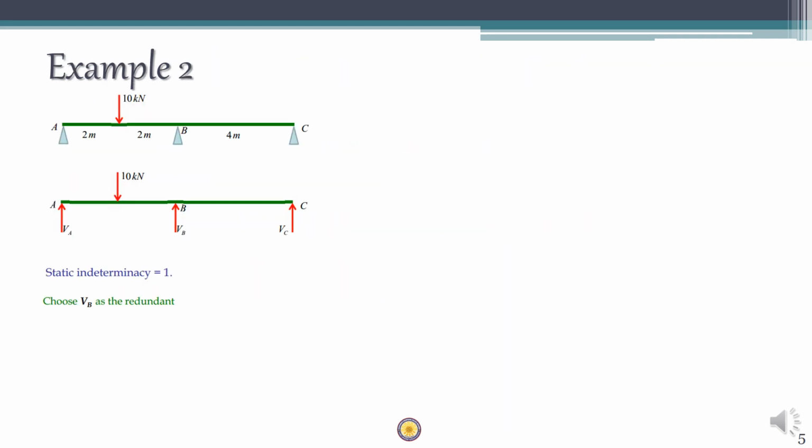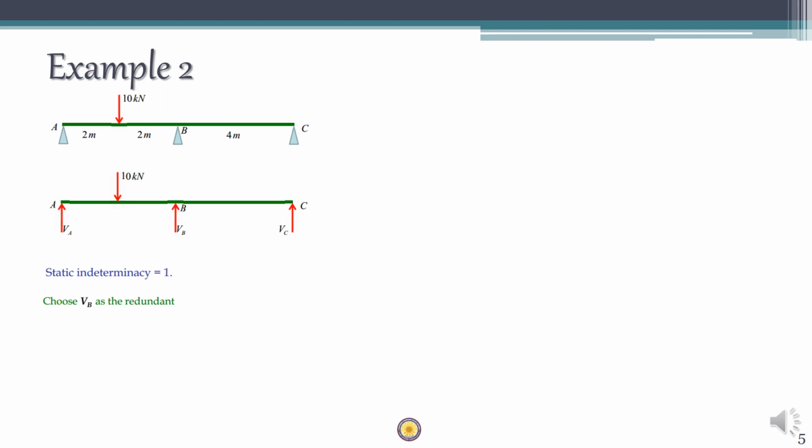Now let's see one more example. This is a similar problem but slightly different. Here also we have a two span beam with simple supports, which means that there are three reactions. Maybe it's a hinge, you can consider. So three reactions and two equations.